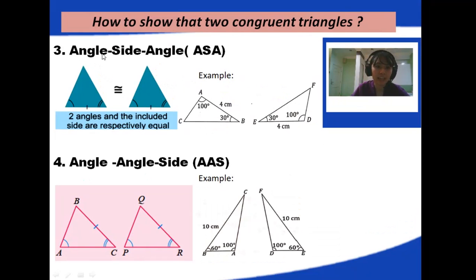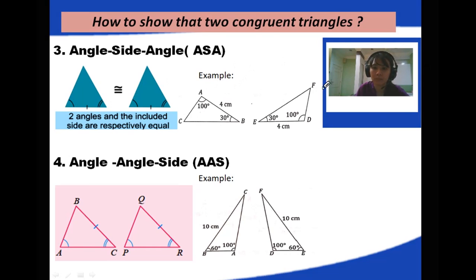So from the SAS, we can show that they are congruent. Number 3, angle, side, angle, ASA, meaning that two angles and in between them is the side. Angle, side, angle, they are equal. For example, look at this. 100 degrees stands for angle, 4cm stands for side S, and 30 degrees stands for angle. If we see both of these triangles, we notice that their angle, side, angle are all the same. So we can show that they are congruent.